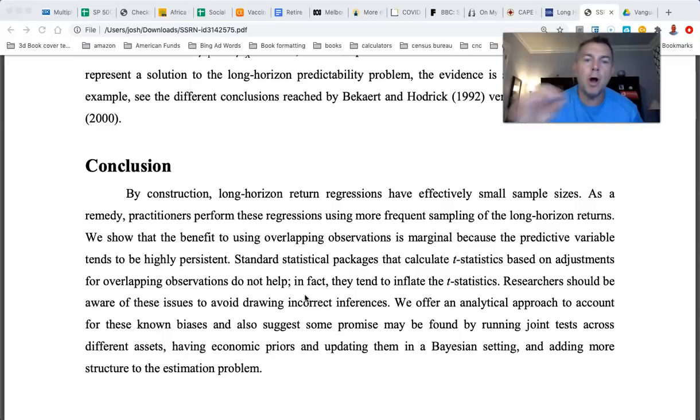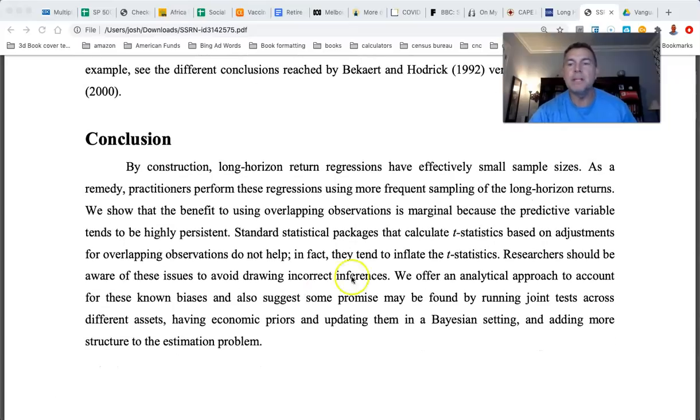By construction, long horizon return regressions have effectively small sample sizes. And as a remedy, practitioners performing these regressions use more frequent sampling of the long-term horizons. We show that the benefit of using overlapping observations is marginal because the predictive variable tends to be highly persistent. Standard statistical packages that calculate T-statistics based on adjustments for overlapping observations do not help. In fact, they tend to inflate the T-statistics. Researchers should be aware of this to avoid drawing incorrect inferences.